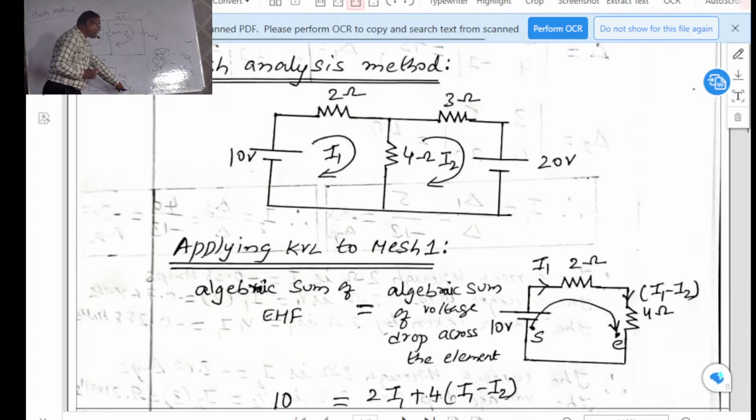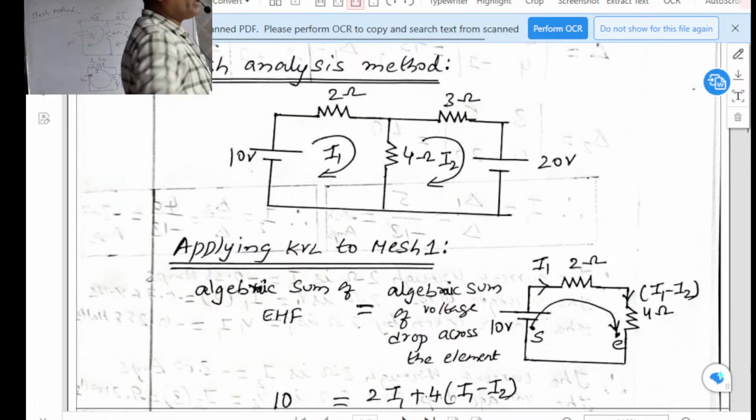Why not I2 minus I1? Why are we taking I1 minus I2? Because we are talking about mesh 1, and I1 is in charge compared to the second one. So this is the current flowing through 4 ohms. So we got 3 pieces of information. The first is clockwise. The second is starting and ending.